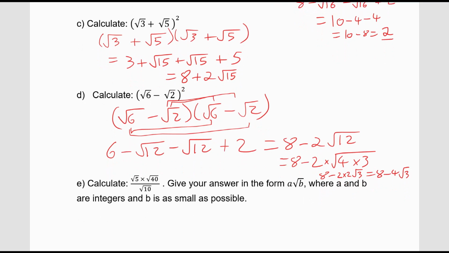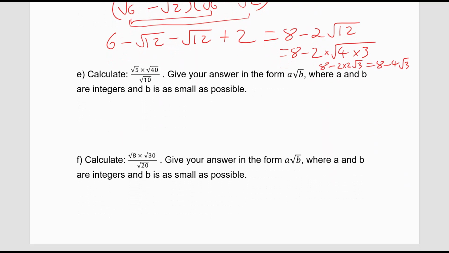For E, this is a bit of a tricky question. So I have root 5 root 40 over root 10. To simplify, I can consider the root 40 over root 10. So I could think of this as root 5 times root 40 over 10, which is root 5 times root 4, which is just 2 root 5.